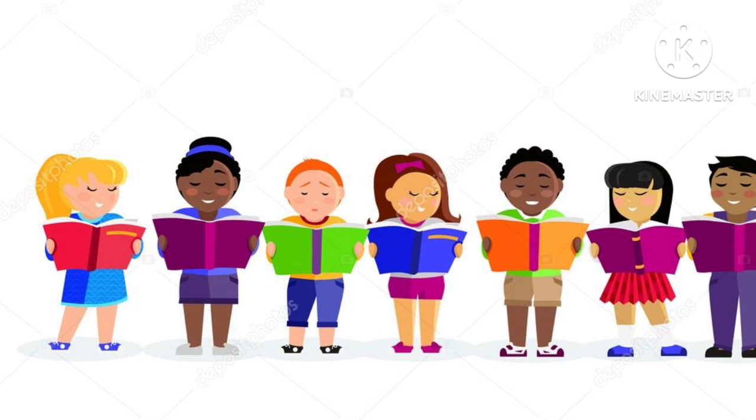The second stage is when the child reaches the level of total reading. This means the child is interpreting what he reads. At this level, the child does not read word by word.